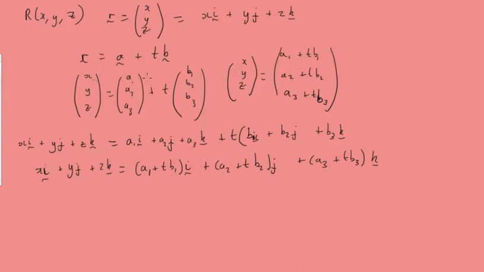And you can then compare coordinates. So you'd have x is this, y is this, z is that. So these three equations are known as the parametric equations of the line.